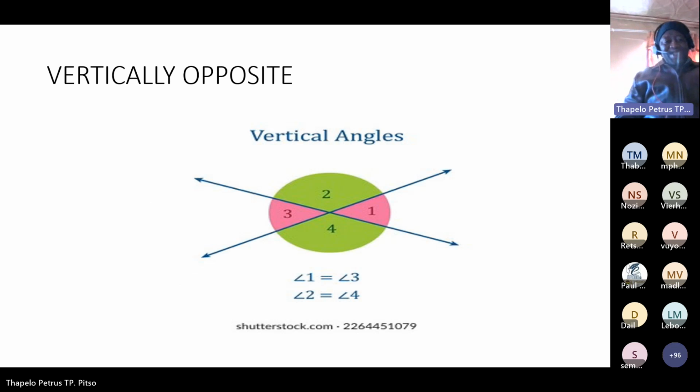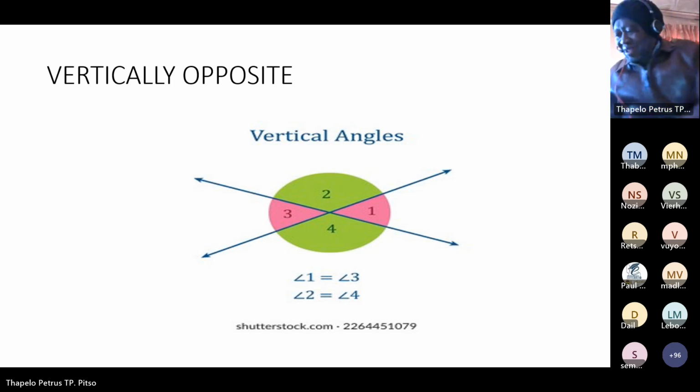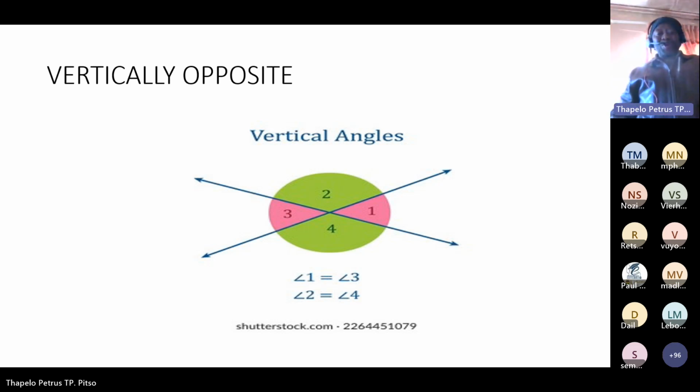There you are. Look at the green angles, angle 2 and 4. They are equal. Vertically opposite, vertical angles. Like I said, the houses you say back opposite, but here in mathematics you say vertically opposite. It's a math language. Look at the pink angles, angle 1 and angle 3. What about them? They are equal. But why? Because they are vertically opposite.